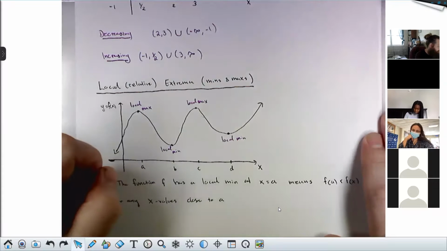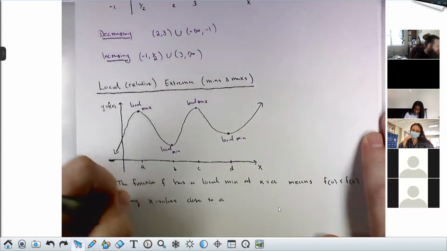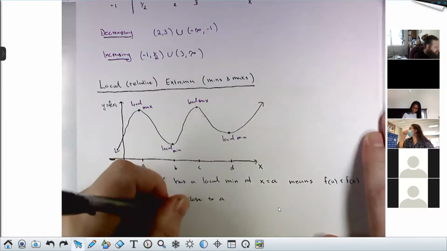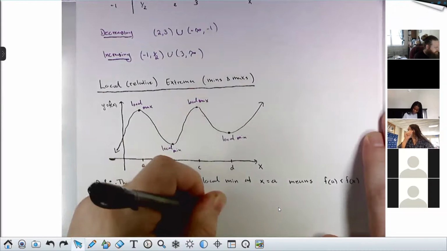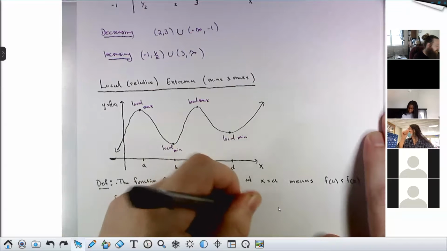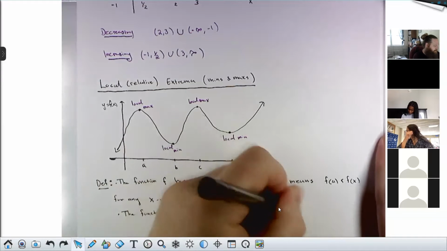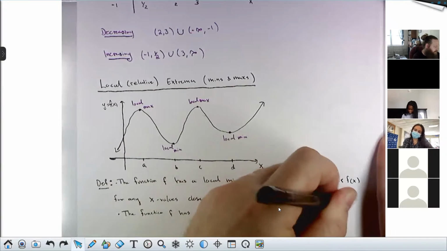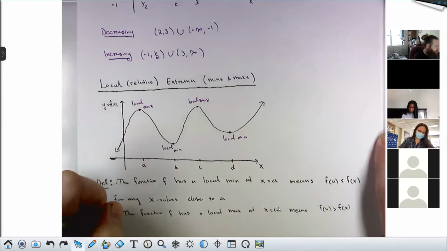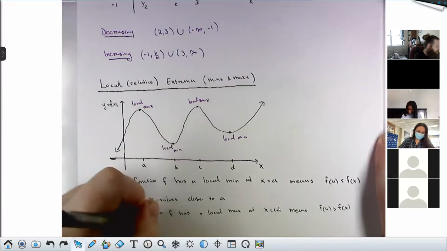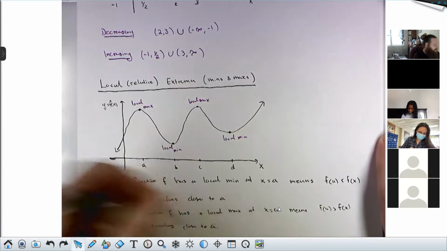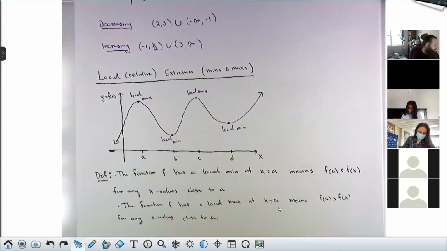And similarly, the function f has a local max at x equals a means the same thing, just turn the inequality over. f of a should be bigger than f of x for any x values close to a.